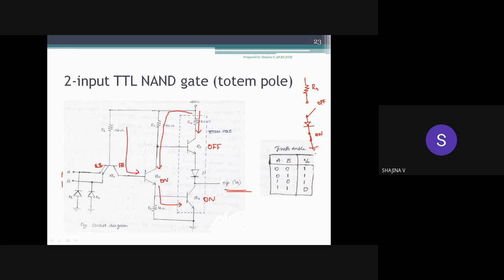And this emitter is connected to ground. Here we are applying VCC, that is, we can say for example plus 5 volt. Now at this point we are taking the output. Did you understand? So if we consider the equivalent circuit, it will come like this.